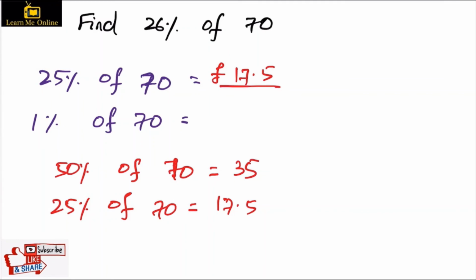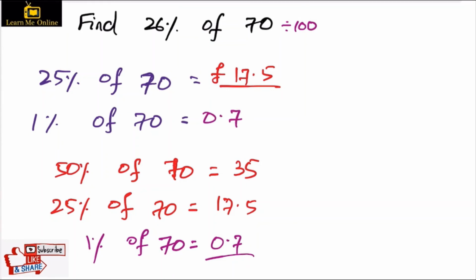But looking to the 1%, to find out how much is the 1% of 70 pounds, you divide 70 pounds by 100. So I'm going to write it down over here. So 1% of any number is to divide by 100. And when you do 70 divided by 100, you'll get 0.7. So the 1% of £70 is 0.7.